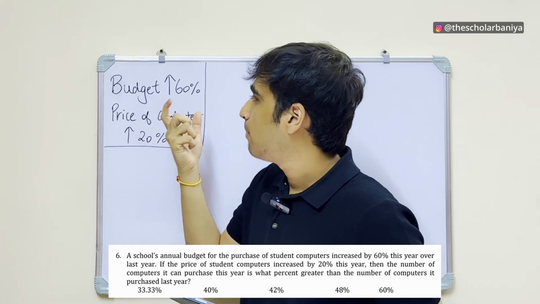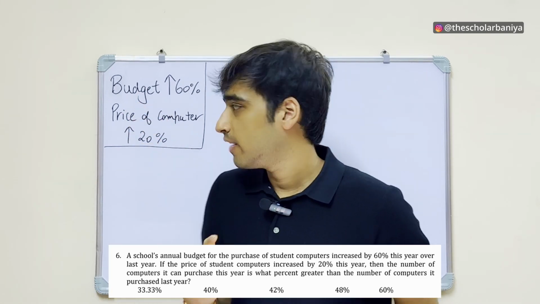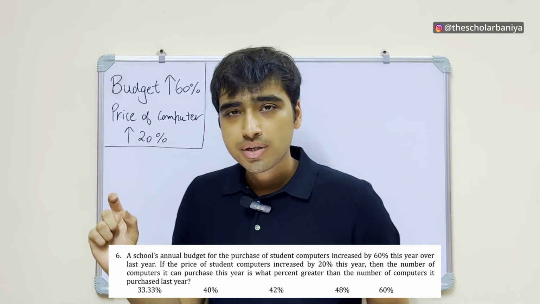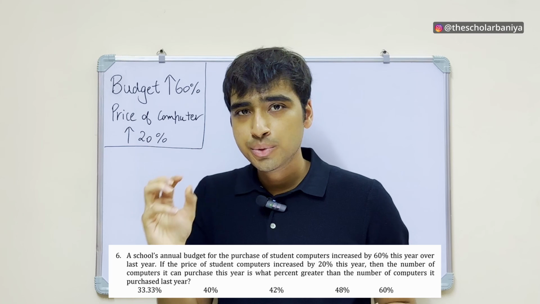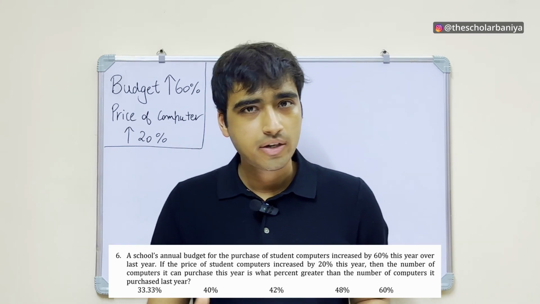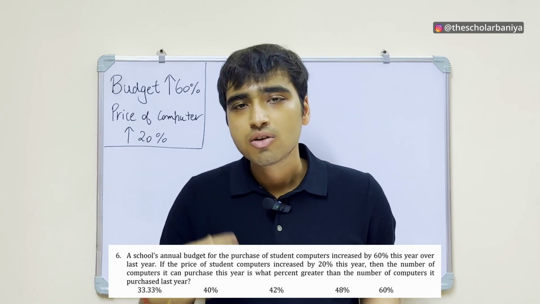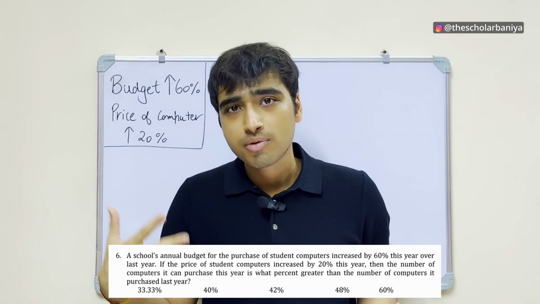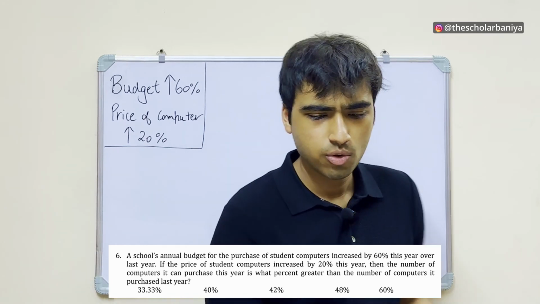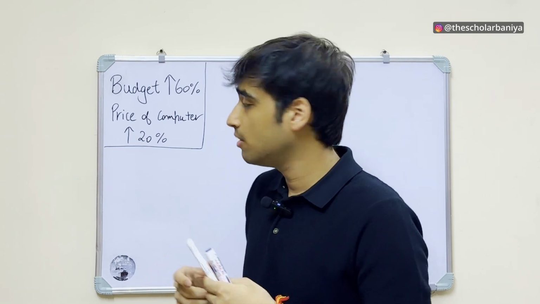So this means that the budget increased by 60% as compared to last year, right? So one thing is that. The second thing is that the price of each computer increased by 20% as compared to last year, right? So we have to calculate what percentage of computers more can we buy as compared to last year's. So this should be simple, not a very complex question.